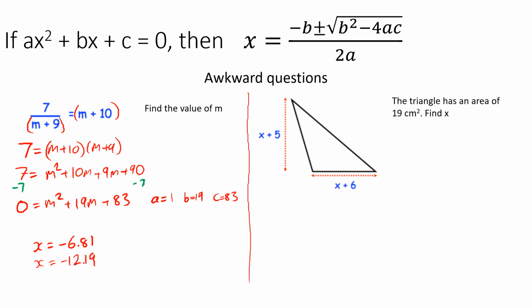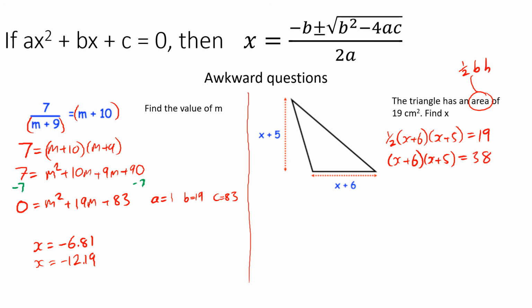What about the second question? The triangle has an area of 19. Well, we know how to find the area of a triangle. It's a half times base times height. And we've got the base is x plus 6, and the height is x plus 5. So it's just going to be a case of writing that down. A half times the base times the height is equal to 19. What should we do with that? I would probably double both sides. I don't like that half. So x plus 6 times x plus 5 is equal to 38.